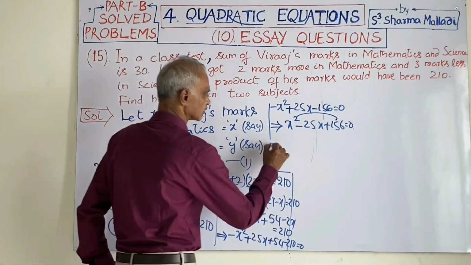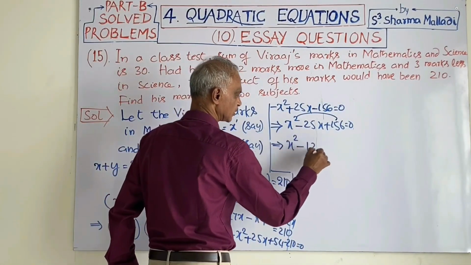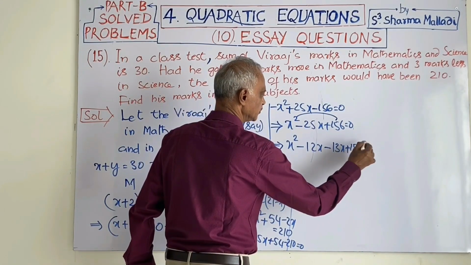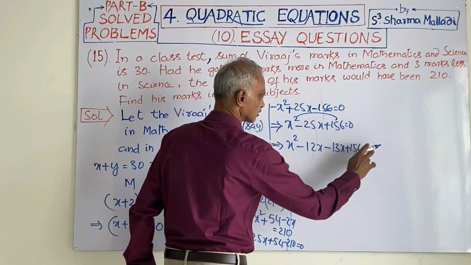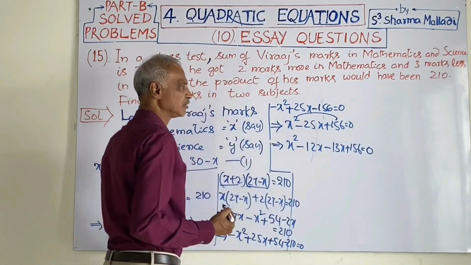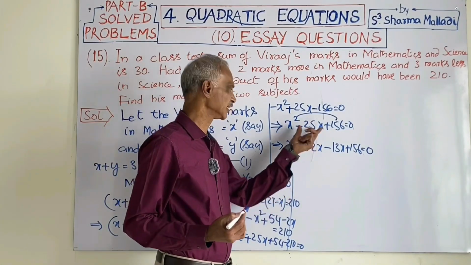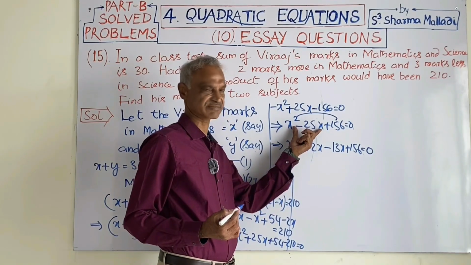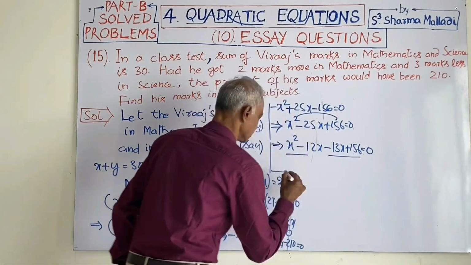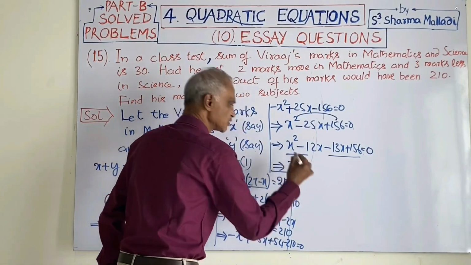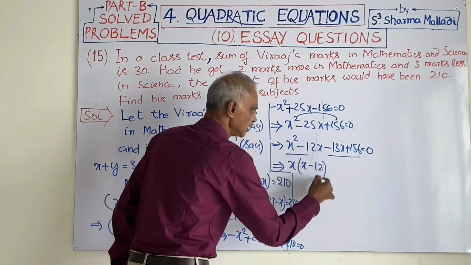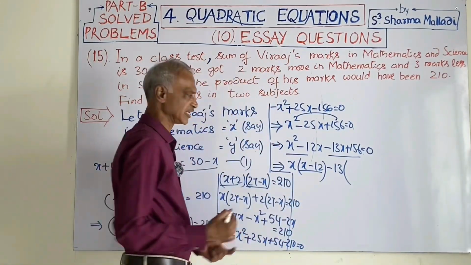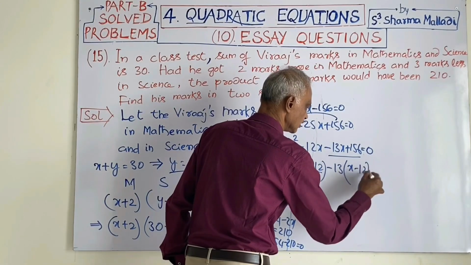Now you take x square minus 12x minus 13x plus 156 is equal to 0. Because if you add these two terms, you are getting minus 25x. If you multiply these two, you will get 156x square. You take these two terms and these two terms. Implies you take x common, x minus 12, and you take minus 13 common, automatically you will get x minus 12. x minus 12 is equal to 0.